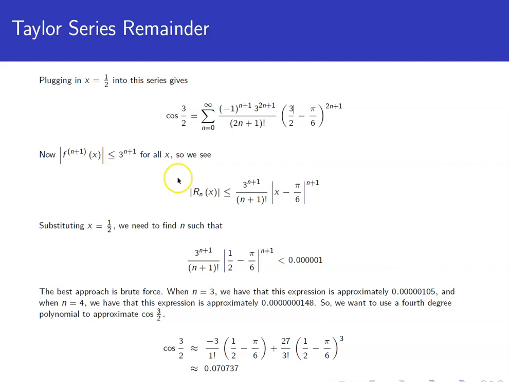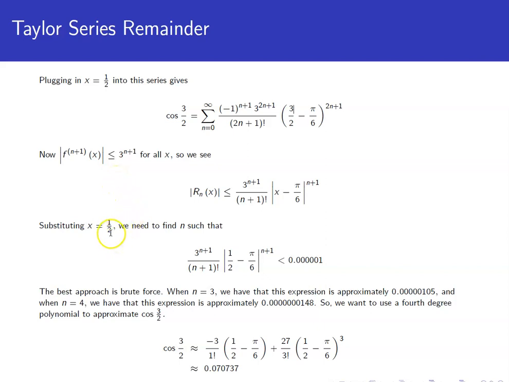So if we use the Taylor form of the remainder, for a value of x, it has to be less than or equal to the bound that we just found on the original derivatives here, over n plus 1 factorial times x minus pi over 6 to the n plus 1. And this is true for all x because we know that the bound on the n plus first derivative is given to us by 3 to the n plus 1, no matter what x is.